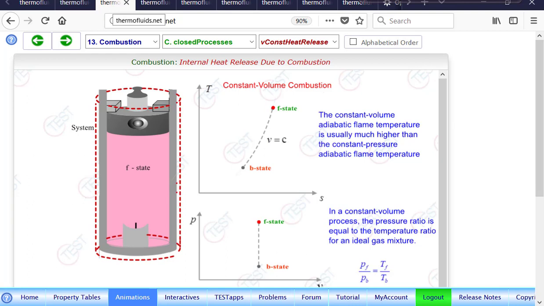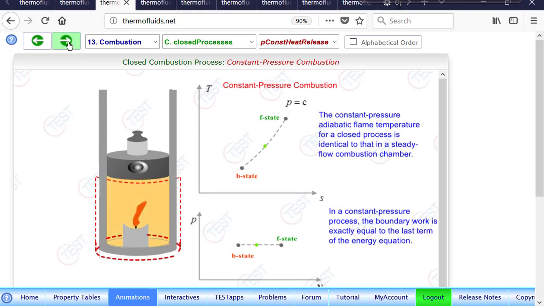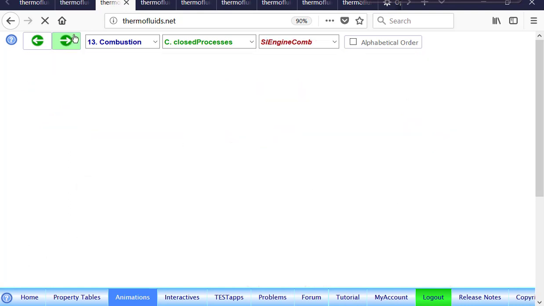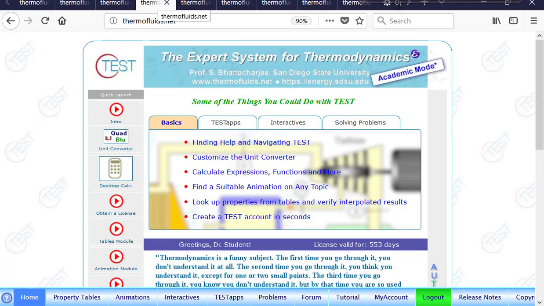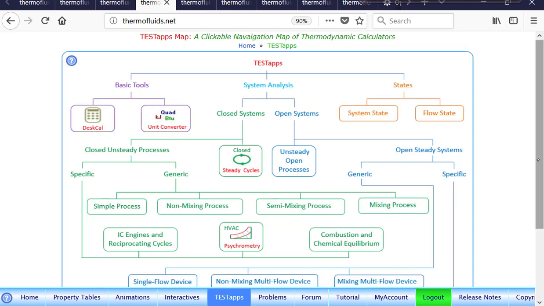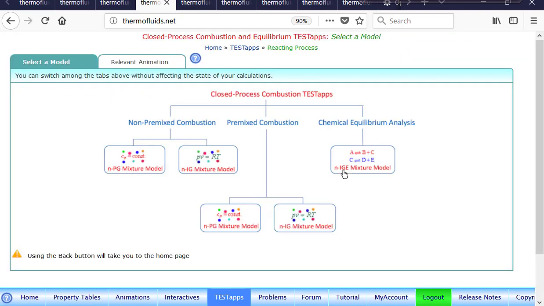These are some examples of closed processes. This is a constant volume combustion. You're burning some fuel. This would be a constant pressure combustion, for instance, where the pressure remains constant and the volume is allowed to change. A practical example of constant volume heat addition is in the case of a spark ignition engine. Okay, so let's quickly go over what kind of test steps we use to solve such problems. We are talking about a closed system undergoing an unsteady process, and we follow the specific branch and go to the combustion and chemical equilibrium.